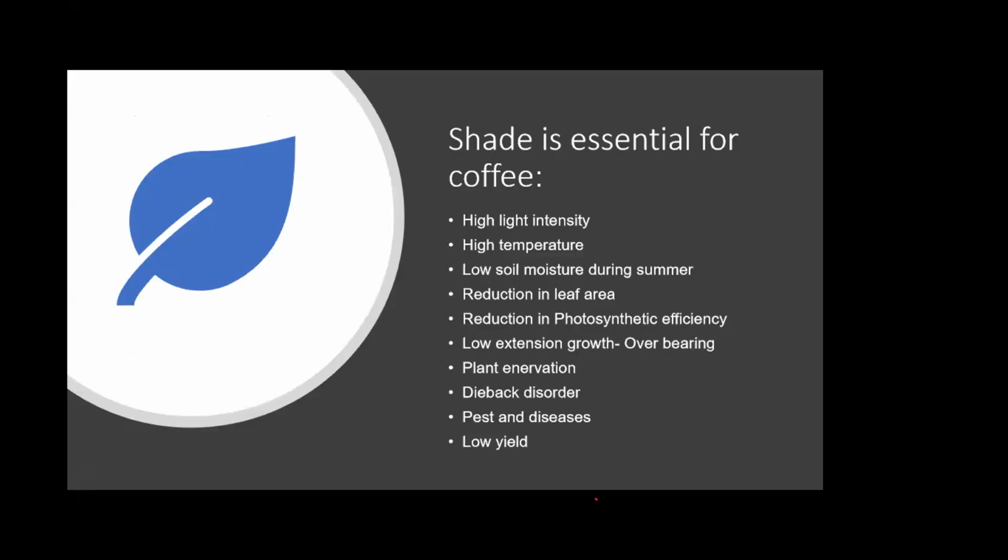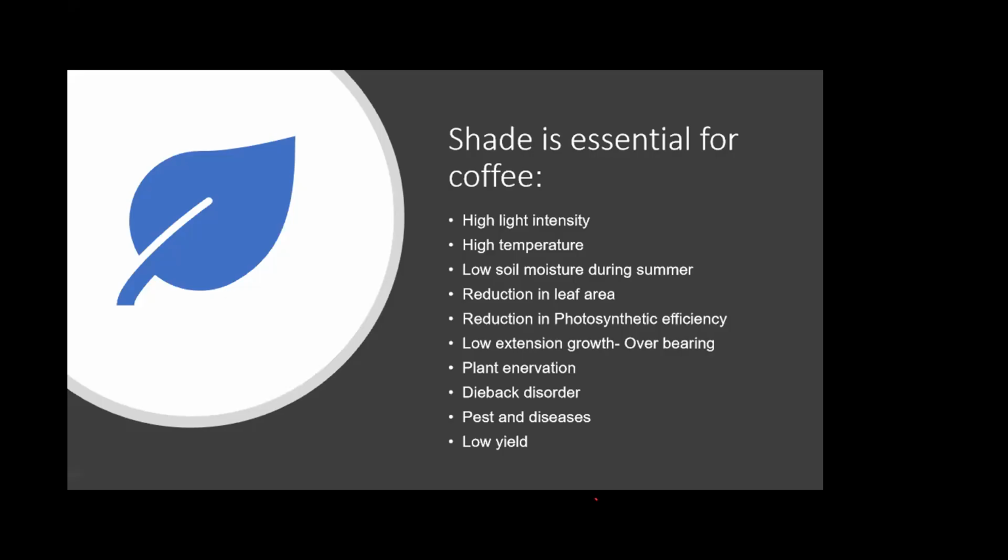So what is this shade for? Shade is very essential in coffee. It will help to protect coffee plants from high light intensity. It will help to protect the coffee plants from high temperatures. It will help to retain the soil moisture during summer conditions. It will maintain the leaf area. It will help increase the photosynthetic efficiency. And it will help your coffee plants with overbearing.